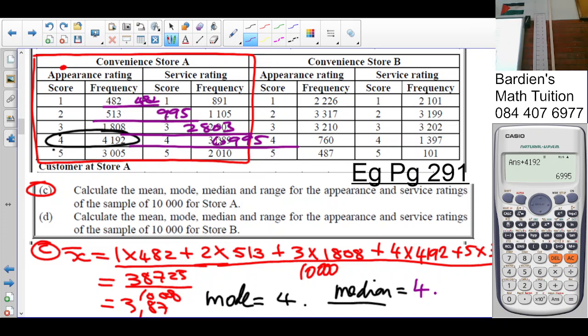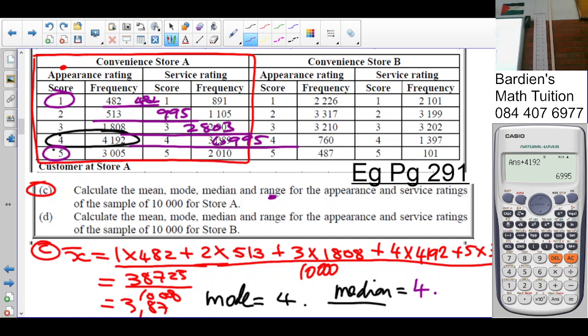Then they ask us the range. How do you calculate the range of this data? Highest value minus the lowest value. So what is your highest value here? Is there people who chose 5s? Yes. Is there people who chose 1s? Yes. So what's my range? 5 minus 1, which is 4. So the range is 4.